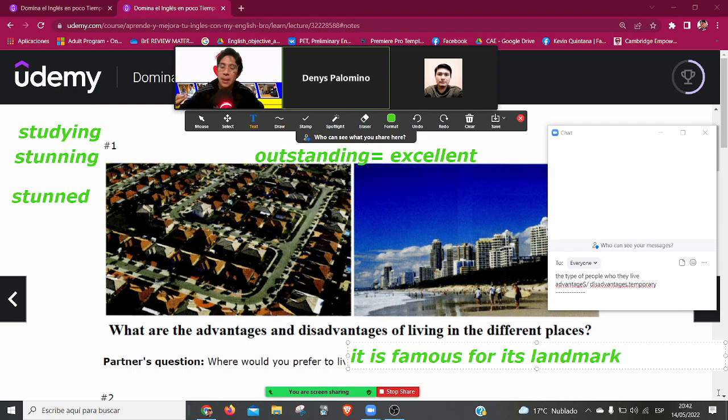So, Peru is famous for Machu Picchu. Peru is famous for its landmark, which is Machu Picchu. But it's related with the land. It has to be with the land. What do you mean with the land? With the place? Yes, the place. Of course. For example, you can say a big natural place. No, for example, the Big Ben Tower, which is in London, is a landmark. Okay? So this is a landmark.